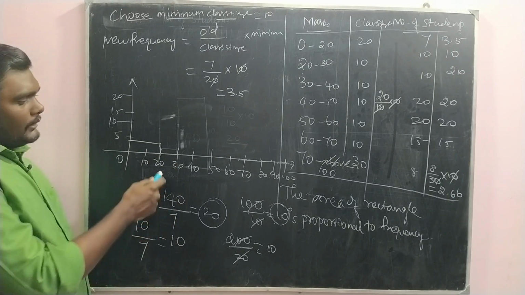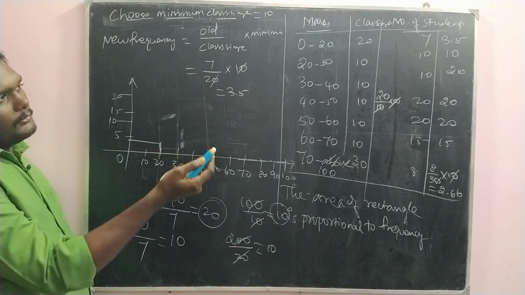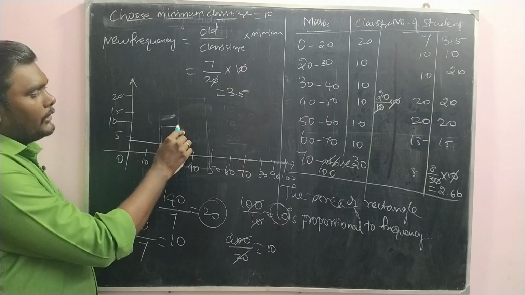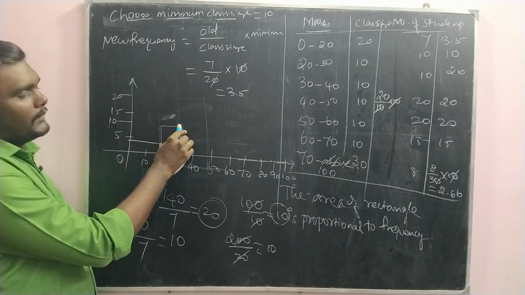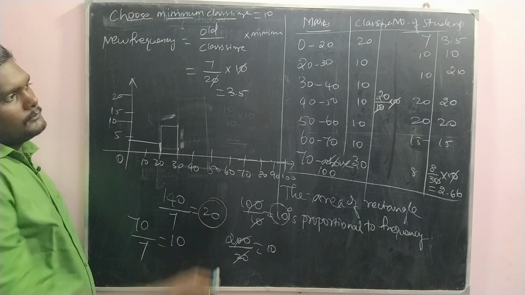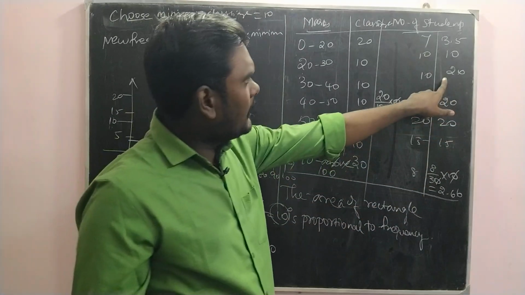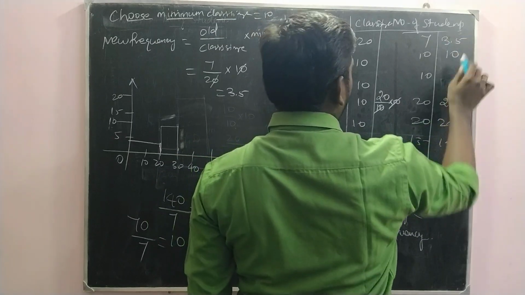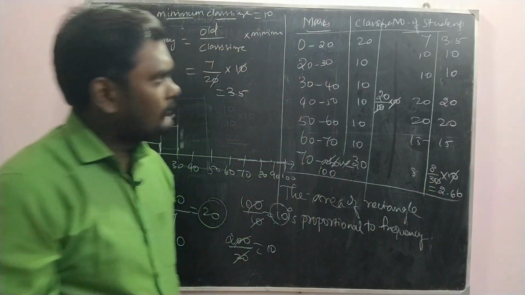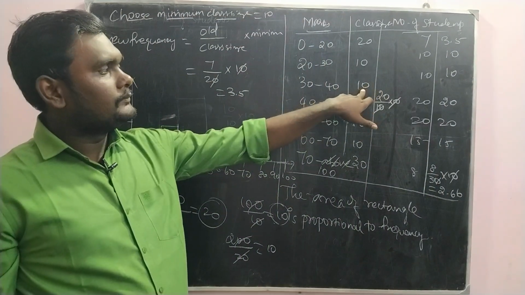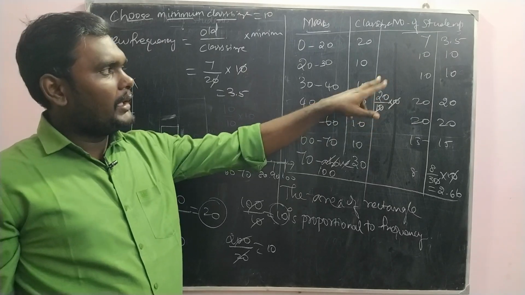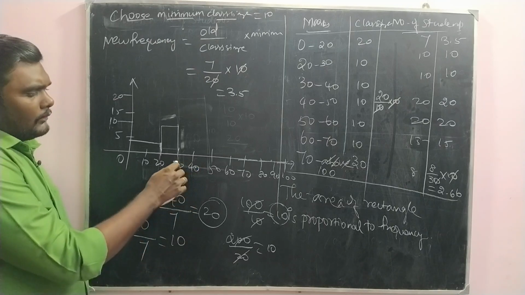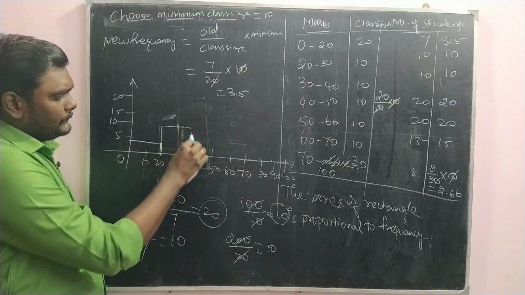Okay, and then 20 to 30. What is our new frequency? 10. And then 30 to 40 also 10, I think. Is it? Yes, 30 to 40 also. Oh, here I wrote 20. Why did I write 20? It remains the same. It won't be 20. See, you apply this formula: 10 by 10 into 10, that is 10 only. Okay, and then 30 to 40, again 10.